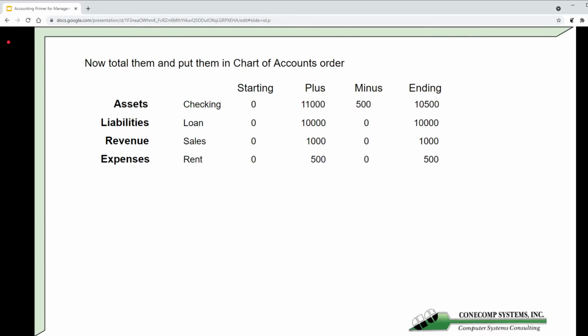The other 3 only had one entry. The loan up by $10,000, the revenue $1,000, expenses $500. Okay, again, sorry for all these numbers, but there's nothing too astounding here, is there? But here, the next part is what was clever.